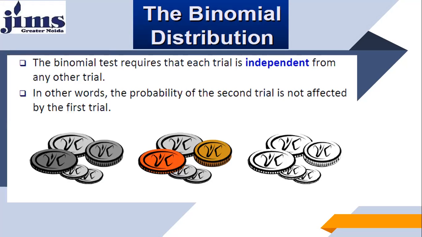Means the result of present is not affected from past, or the future trial is not affected from the present trial. So in short, we can say that in binomial distribution, every trial is independent to each other.